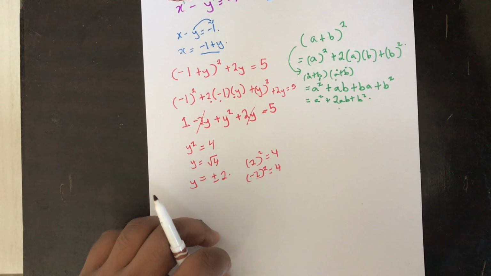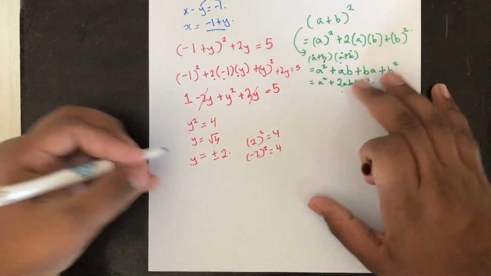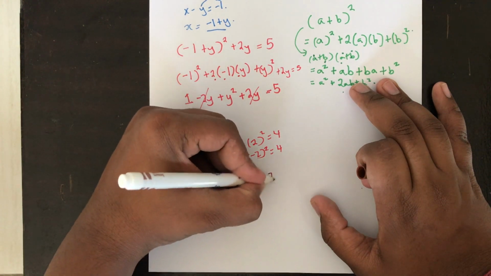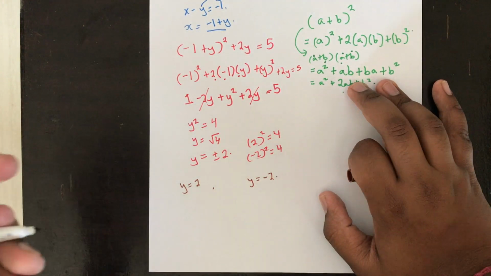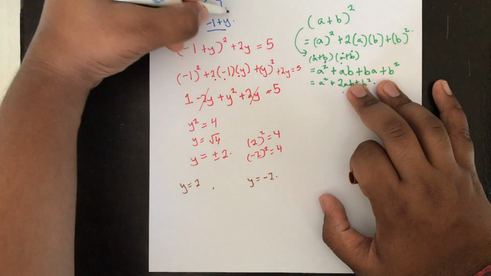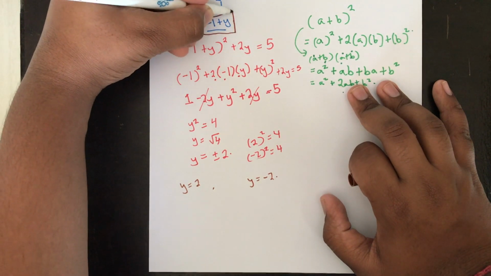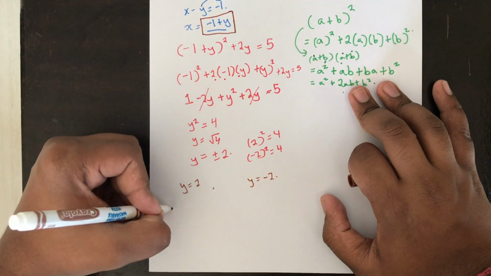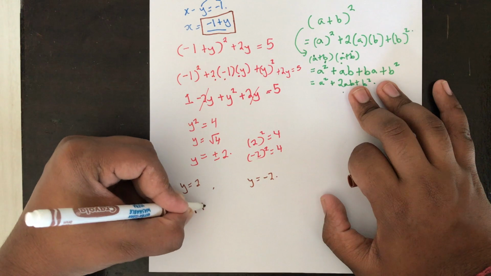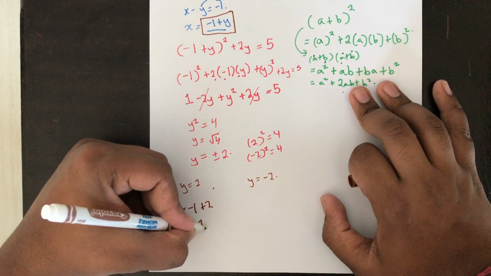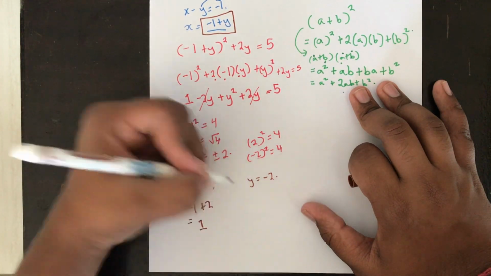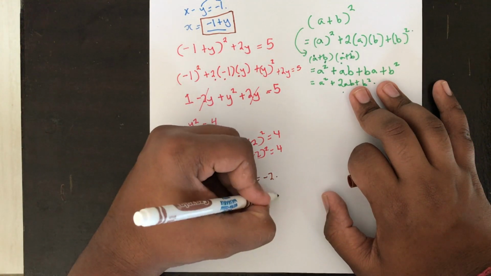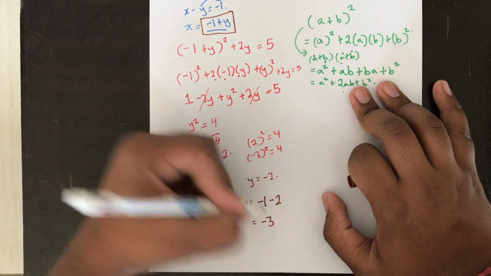So we have y as plus or minus 2. So my y is equal to 2. My y can also be minus 2. Now we need to find the value of x. Notice that we already had an equation connecting x and y in a very simple form, which is x is equal to minus 1 plus y. So if y is equal to 2, x is going to be minus 1 plus 2, which is equal to 1. And if y is minus 2, x is going to be equal to minus 1 plus minus 2, which is the same as minus 1 minus 2, which is minus 3.